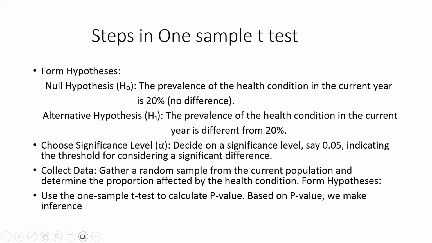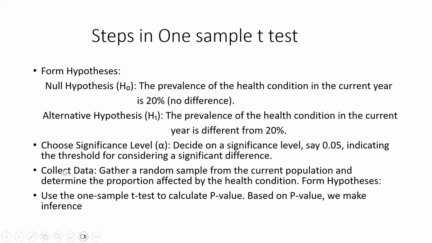And then we will set the significance level. Significance level is the percentage of type 1 error. So we are fixing the type 1 error as 0.05. That means if we fix the type 1 error as 0.05, our confidence level will be 95%. If our type 1 error is 0.01, then our confidence level will be 99%.